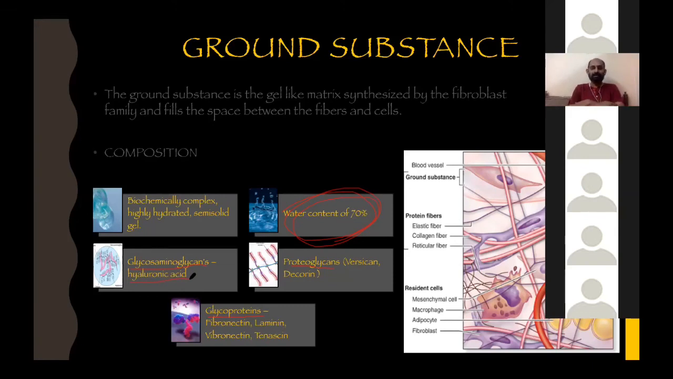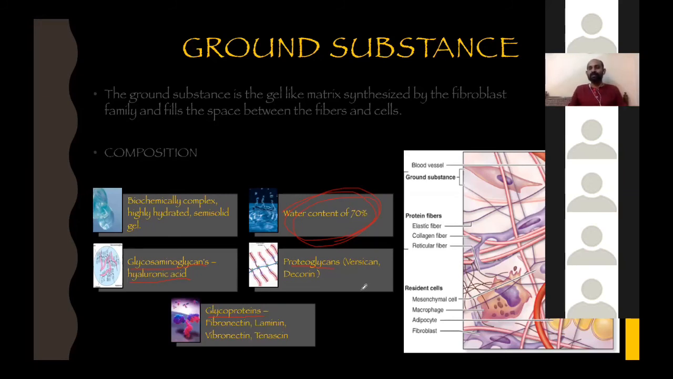There is a huge clinical importance of this hyaluronic acid. We'll talk about it probably if I have time now. Then you have the proteoglycans. What is proteoglycan? It's a combination of a protein with a carbohydrate, hence it is called proteoglycan. Glycoproteins, again, are a combination of carbohydrate with a protein. But the difference between these two is that in proteoglycan, the protein forms the main part. In glycoprotein, the carbohydrate forms the main part.